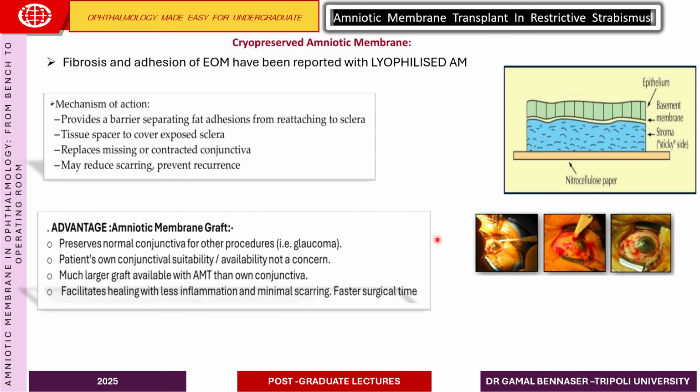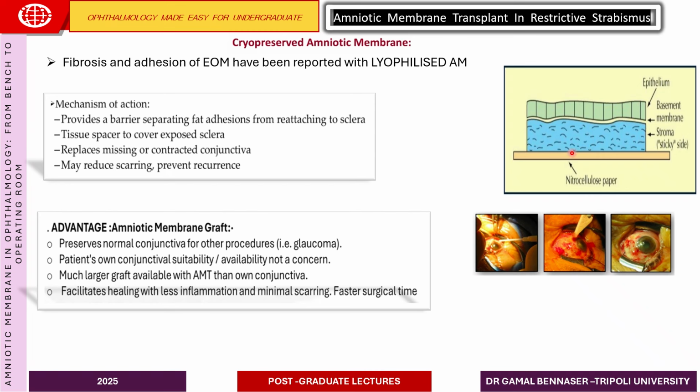So as you know, the amniotic membrane is made up of three layers: the epithelial layer, the stromal layer, and the basement membrane in between. Now, the stromal layer is the sticky layer which is attached to the nitrocellulose paper that we place the amniotic membrane on this side. So this side is very important because this is the one that we want to place down facing the sclera and position to cover the defect required. So we should respect this orientation of the amniotic membrane.